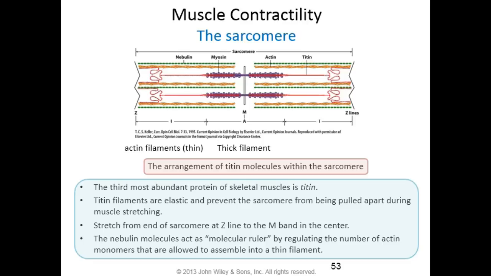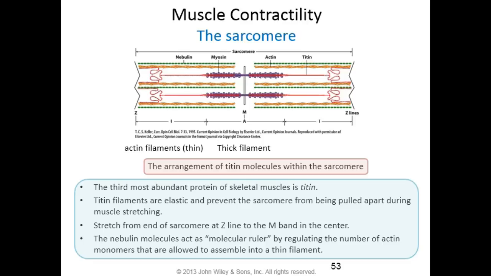Titin is thought to prevent the sarcomere from being pulled apart during muscle stretching and also contains myosin filaments in their proper position within the sarcomere center during muscle contraction. Titin gene mutations have recently been found to be responsible for a condition known as dilated cardiomyopathy, which results in death due to heart failure.